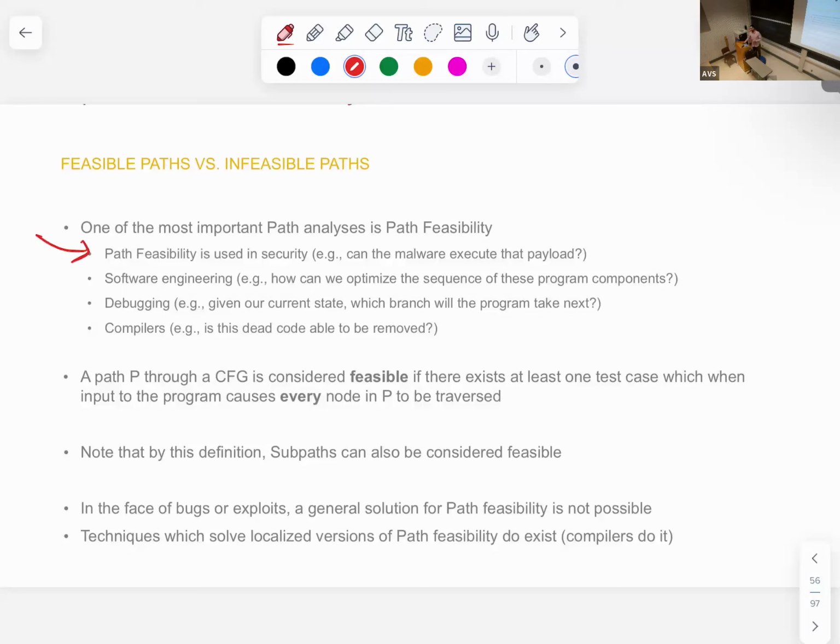By the way, as I said before, this is not just for security. The notion of path, control flow and control flow graph is extensively used in software engineering and debugging as well, because in software engineering you also want to make sure that you can reach a particular part of the program, or if you cannot reach it, how you can reach it. So in other words, we consider a path through the CFG feasible if there exists at least one test case, one input, that causes us to observe all the nodes within that path.